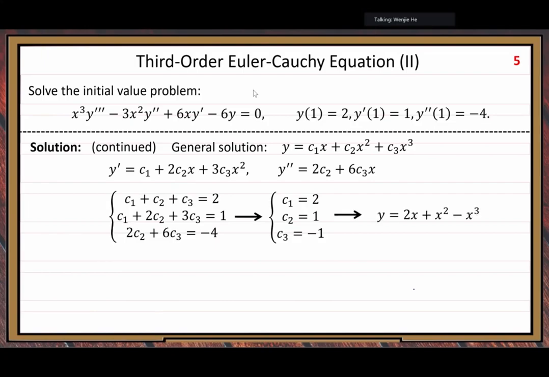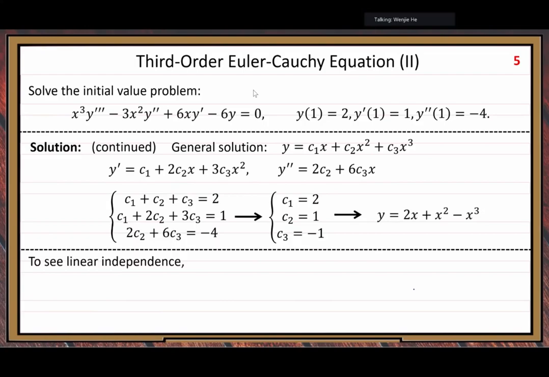So you get a final solution. But we like to check the linear independence, right? Make sure we get a basis. So we calculate the Wronskian. So the Wronskian for a 3 by 3 matrix.